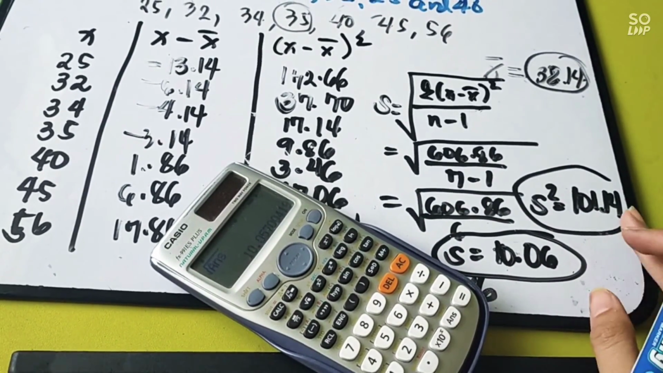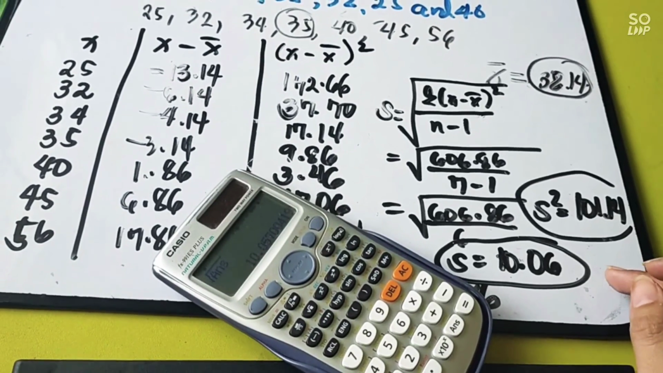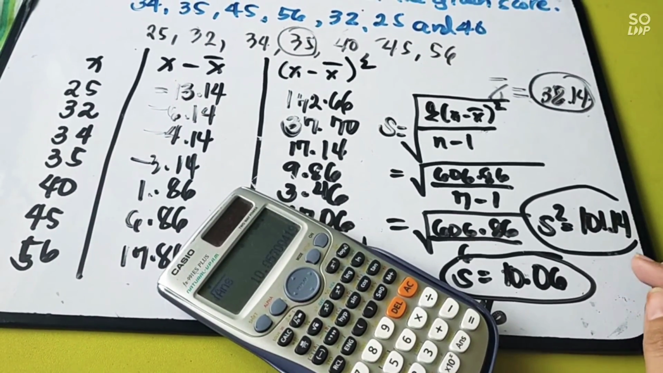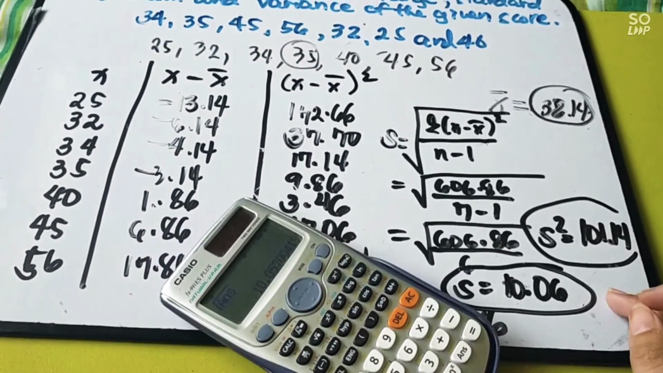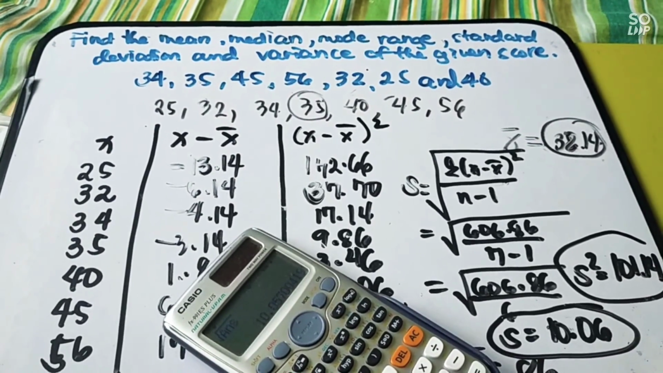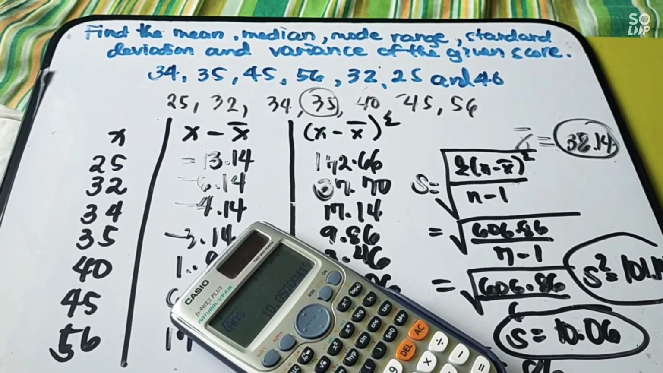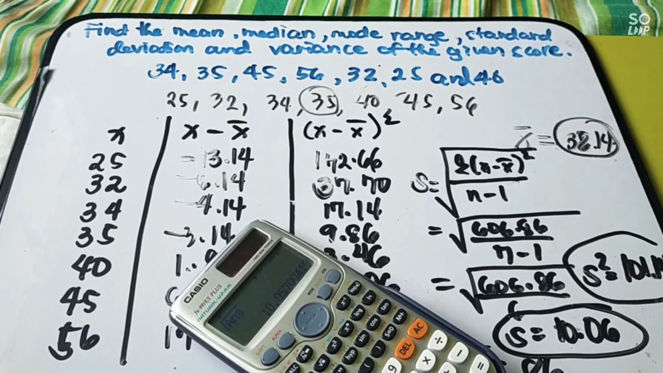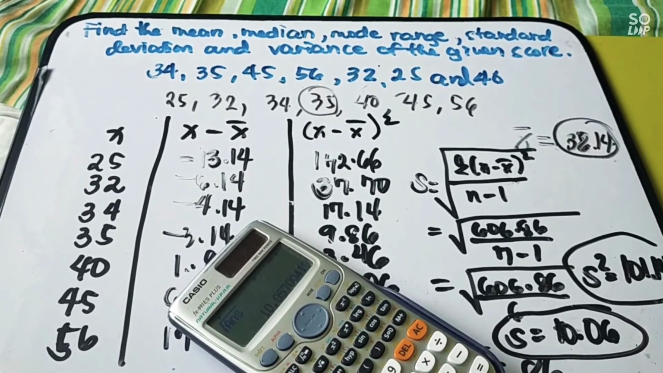So, make sure lang na yung answer nyo, kailangan pong lowest term sa 2 decimal places. Is it clear? So, that is the measures of central tendency and variability of ungrouped data.